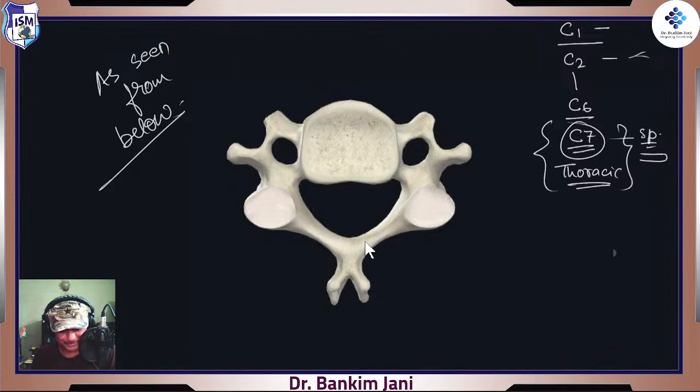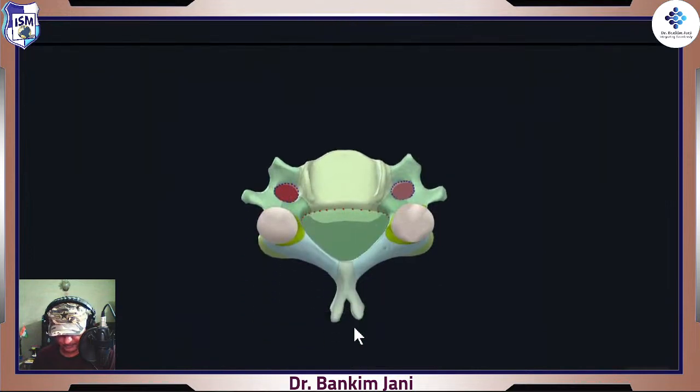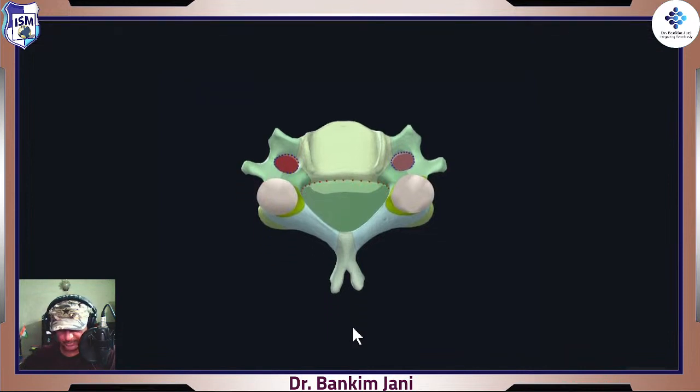Okay, so over here, why do we say that we are watching from below? Everything looks similar, but there is no uncinate process, right? So that's why this is 100% we are watching from below. Okay. This is once again, which view? Top view, right? This is the top view. So these are the uncinate processes.